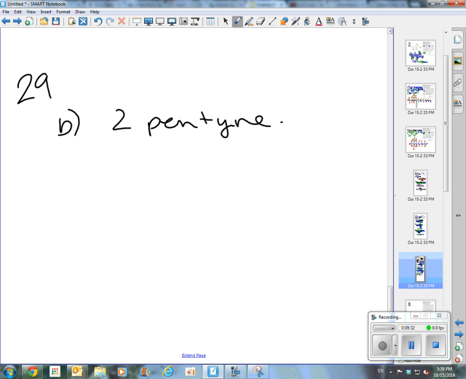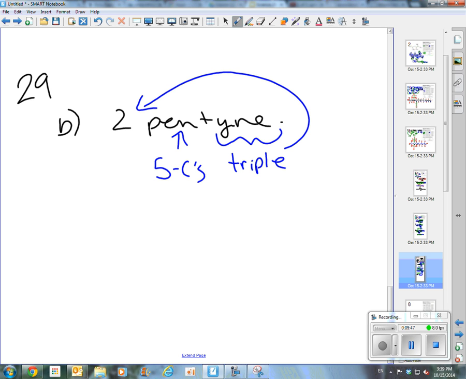Okay, so just to break this down again for us, "-yne" means a triple bond. Pent, 5 carbons. And where is that triple bond? Well, it is after the second carbon. Okay, so I have 5 carbons, 1, 2, 3, 4, 5. After the second carbon, I have a triple bond. I have all single bonds in there.